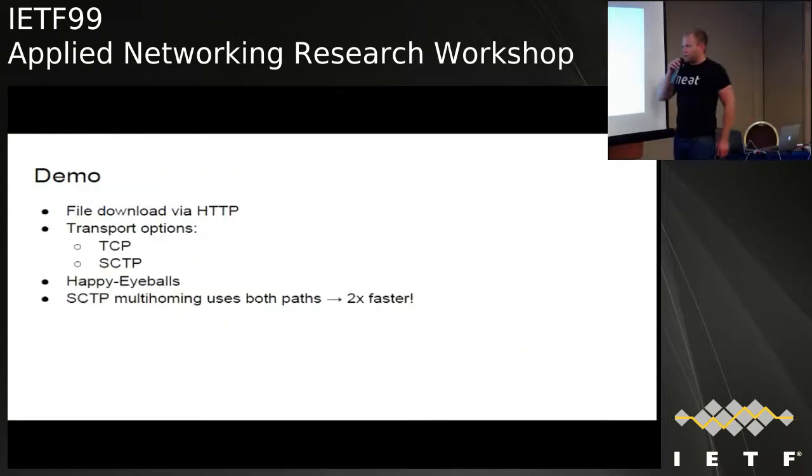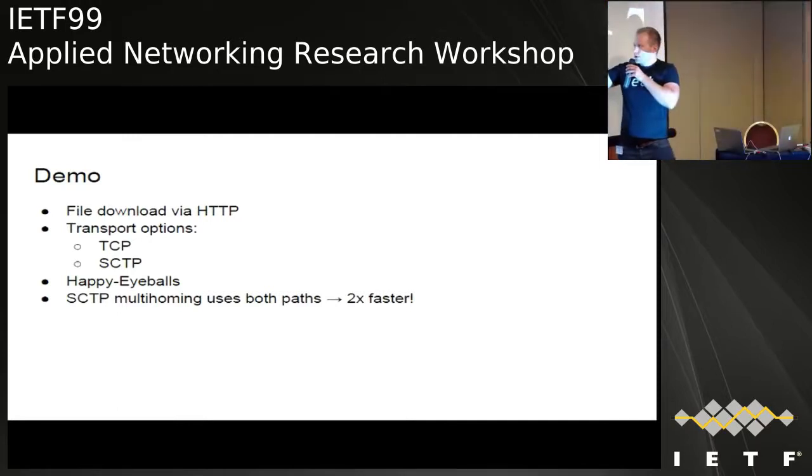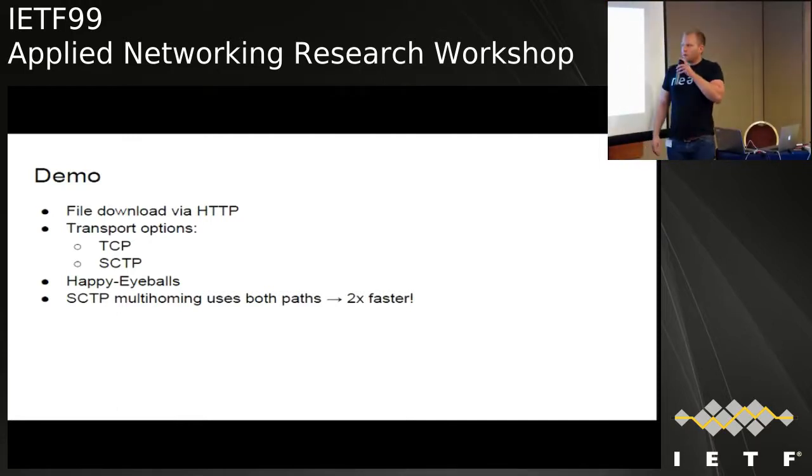And we will show a file download demo via HTTP, once running with TCP and once with SCTP. And the Neat library will check which network protocols are available on the path, for example, testing TCP and SCTP. And it will try to use SCTP if available, because SCTP offers multi-homing, and it should be two times faster. And if the Neat library discovers that we can't set up a connection with SCTP, there will be an automatic fallback to TCP.